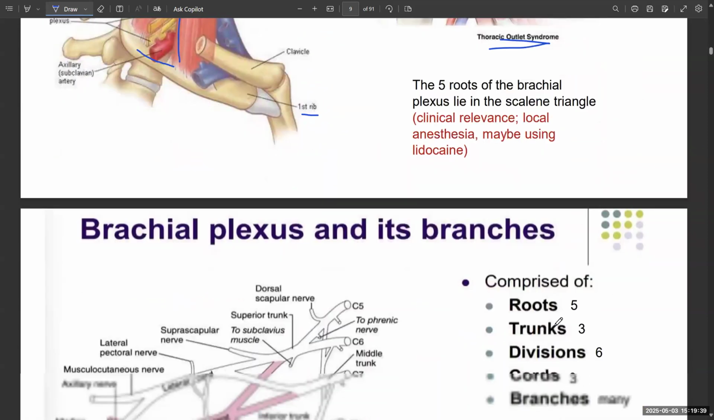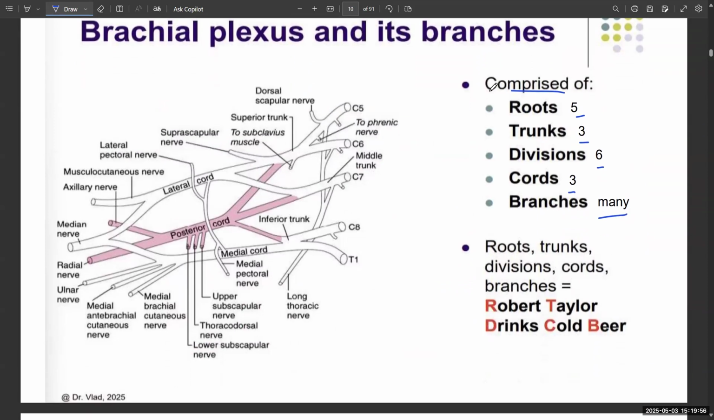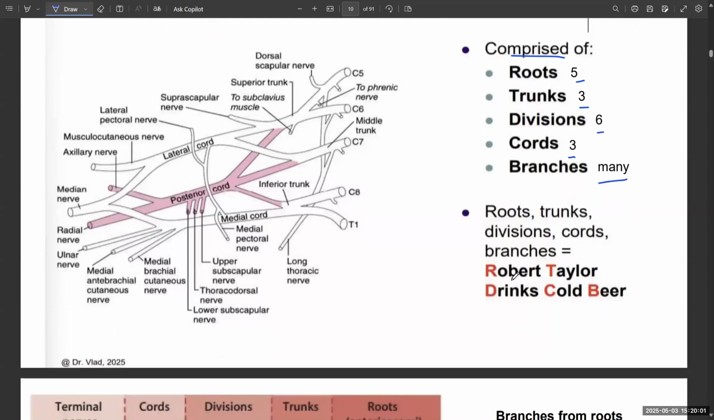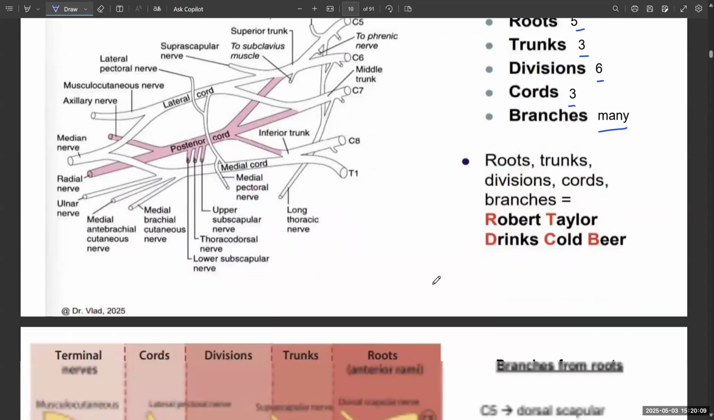Now, we move on to the main part. We have the brachial plexus, okay? And it is comprised of 5 roots, 3 trunks, 6 divisions, 3 cords, and many branches, okay? Now you need to know these like your last name, or actually your first name. So Robert Taylor drinks cold beer. So roots, trunks, divisions, cords, and branches, okay?